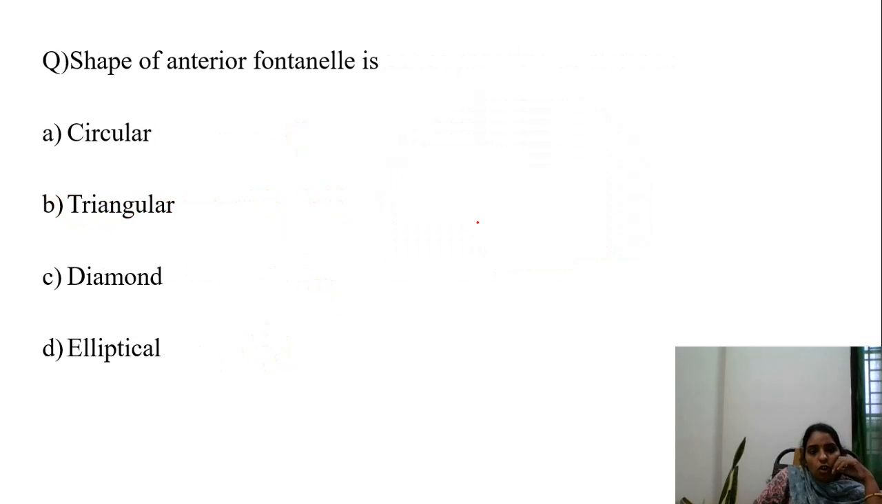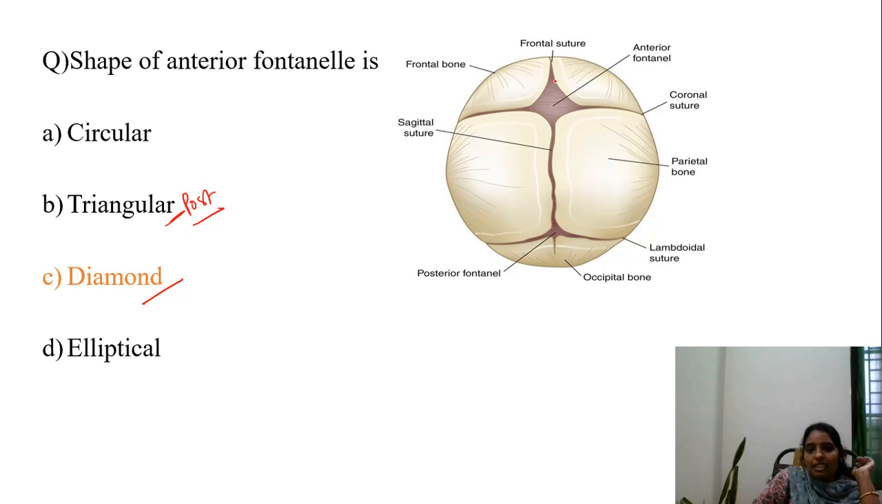Now, the shape of the anterior fontanelle is diamond shaped. The triangular one is the posterior fontanelle. There is no circular or elliptical shape in the fetal skull. See the image: this is the anterior fontanelle, or the bregma, which is diamond shaped, and the posterior fontanelle is triangular shaped. If you remember these images, you can answer many questions and eliminate many options.